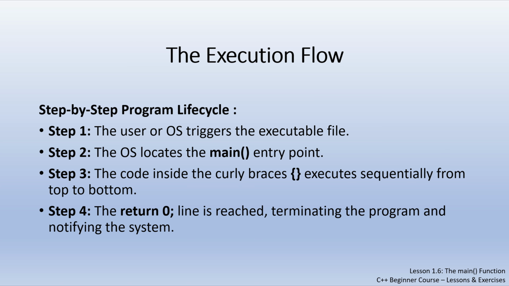Let's trace the complete step-by-step execution flow of how a C++ program runs in your computer's memory. First, the user triggers the application. Second, the operating system bypasses any surrounding files and targets the main function entry point. Third, the computer processes the code inside the curly braces, sequentially reading from top to bottom, line by line. Finally, when it hits the return statement, the program cleanly shuts down and hands control back to the operating system. It is a predictable top to bottom pipeline.